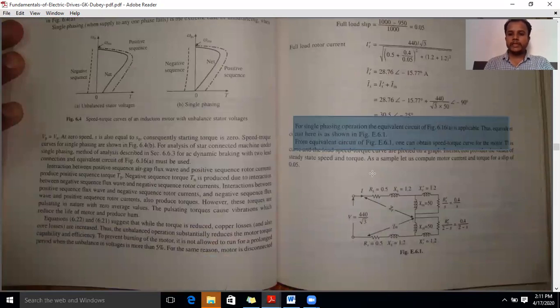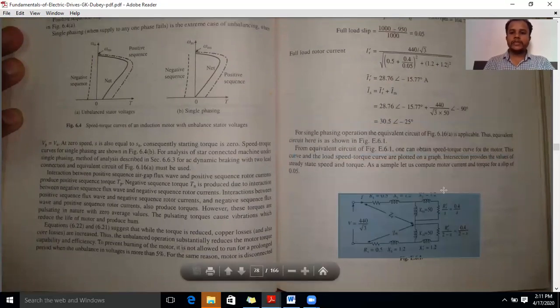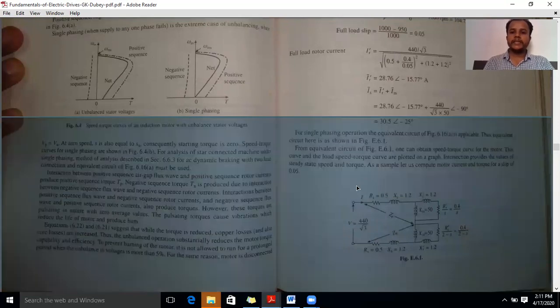So you can draw this particular equivalent circuit. For single phasing, the equivalent circuit of the motor will be like this. So this is the equivalent circuit for the motor. For single phasing operation, the equivalent circuit will be like this.